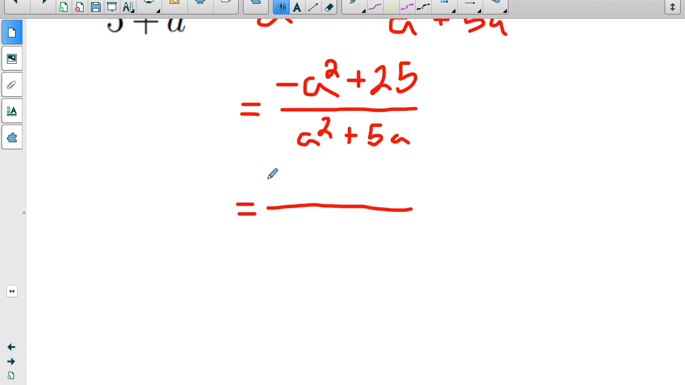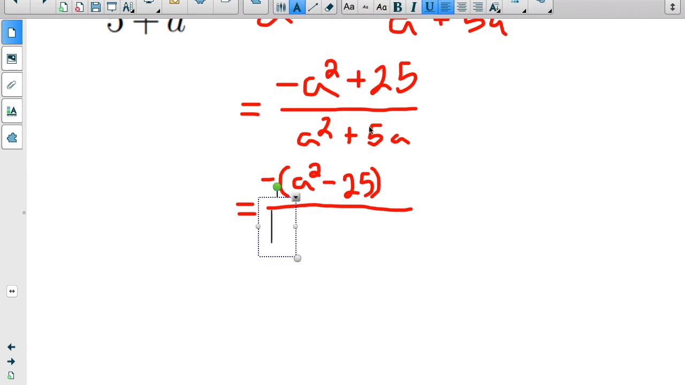Now on top, we can factor out a negative 1, because I really want that a squared to be positive. And if I factor a negative out of negative a squared, we're just left with a squared. Now if I factor negative out of positive 25, we're left with negative 25. Okay? And on bottom of this fraction here, there is a greatest common factor of a that we can factor out.